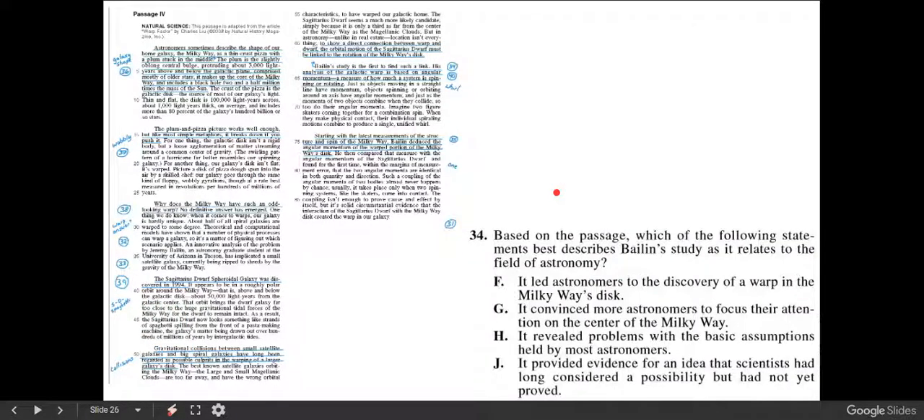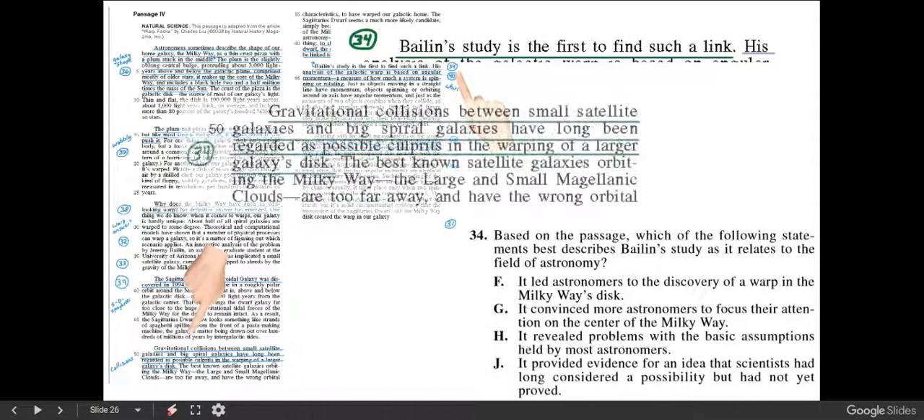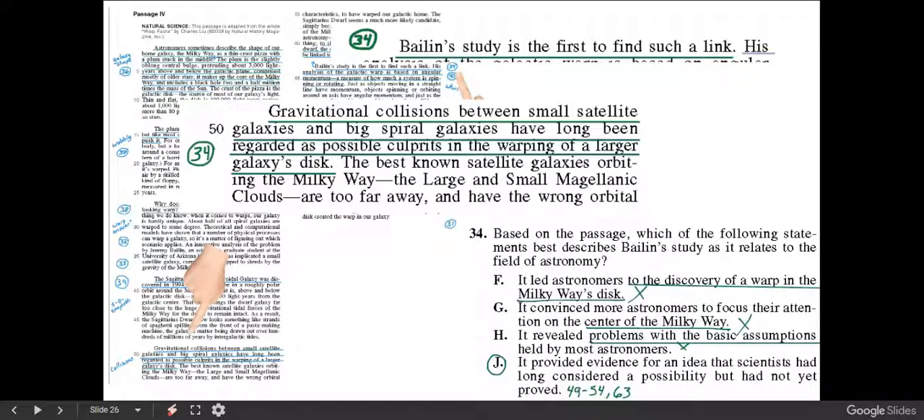So 34, based on the passage, which of the statements best describes Bailin's study as it relates to the field of astronomy? And I mapped that one up here, 34, because it's the first time I remember Bailin's study being mentioned in what I mapped. But I don't find the answer there. I don't find the answer until I go down here, quite a bit above it. And it says gravitational collisions between small satellite galaxies and big spiral galaxies have long been regarded as possible culprits in the warping of the larger galaxy's disk.